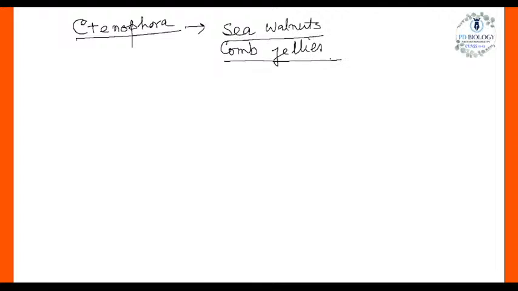Ctenophora. What is the common name of Ctenophora? Sea walnuts or comb jellies. So these are the common names of this group Ctenophora. They are exclusively marine.